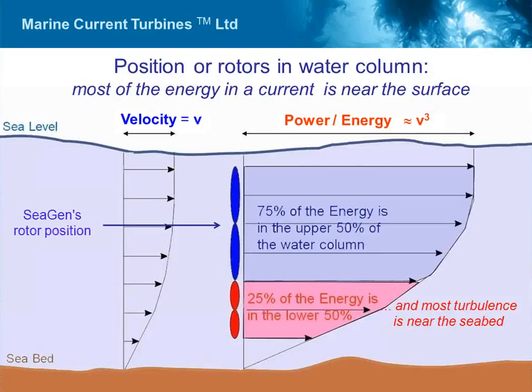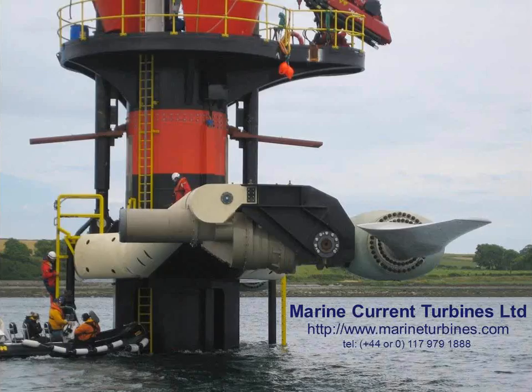One of the other benefits about CGen is that most of the energy in the water column is in the upper 50% of the water column. So with CGen, we can position the drivetrain in the area where we're going to maximize the energy capture, which, when you're looking at economic sites and the economics of projects, is very, very important.